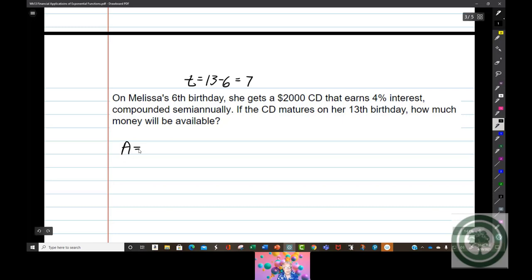So A equals P parentheses 1 plus R over N raised to the N T power. That'll be $2,000 parentheses 1 plus 0.04. Again, they're telling us semi-annually, so that's 2, raised to the 2 times 7. So that's 14.